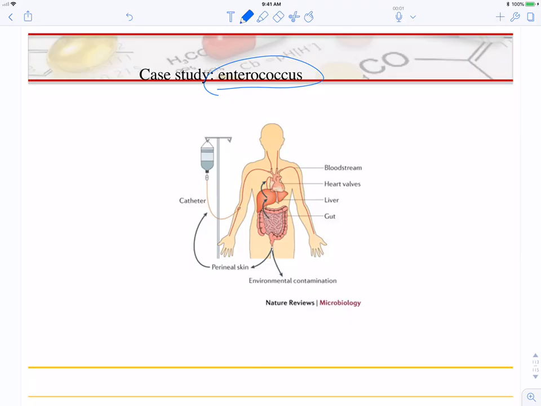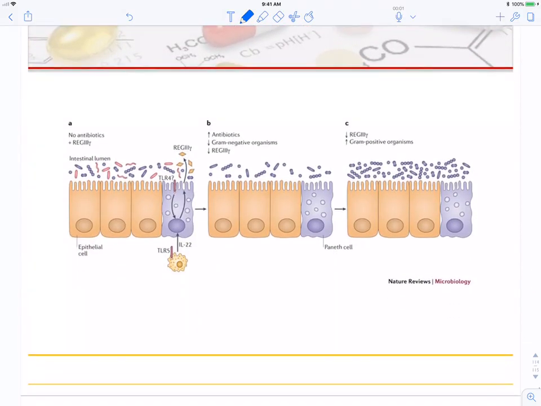This microorganism, as we say, lives in the gut. However, it can move to the bloodstream either by going through the portal vein to the liver and then take up particularly in the heart valves, causing very dangerous endocarditis. Or it can be contaminated in the environment through the GI tract, basically through contamination of the skin of the patient surrounding the perineum, or also contaminated in the environment if the hygiene is not kept very well.